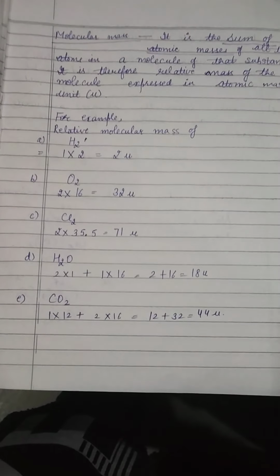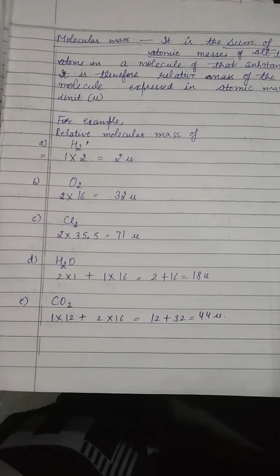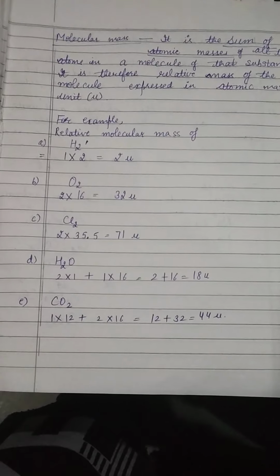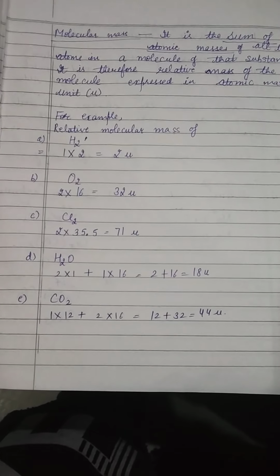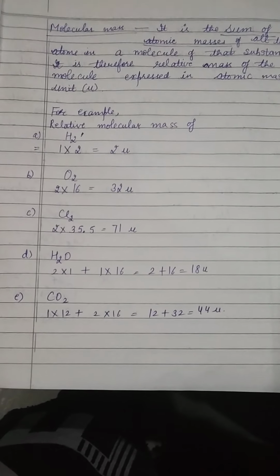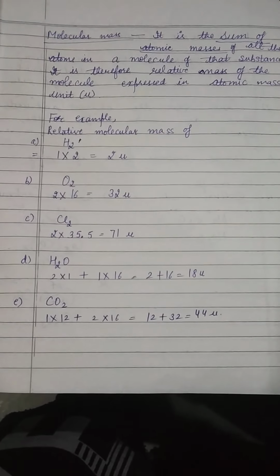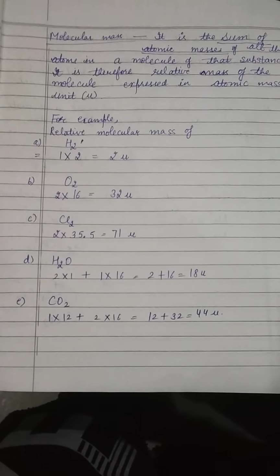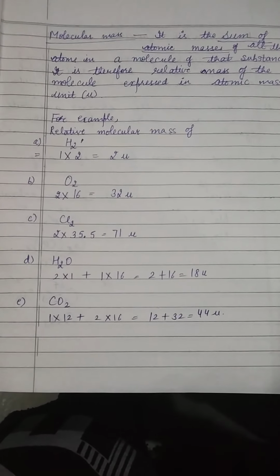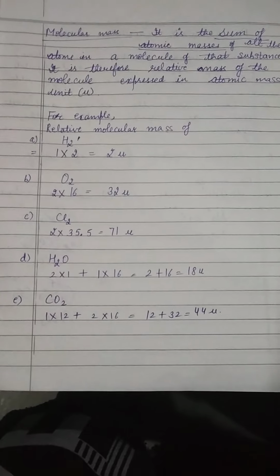For example, to find the relative molecular mass of H2, we have to multiply the number 2 with its atomic mass, that is 1. Because in the table, you know the atomic mass of hydrogen is equal to 1U. So answer will be 1 into 2 is equal to 2U.